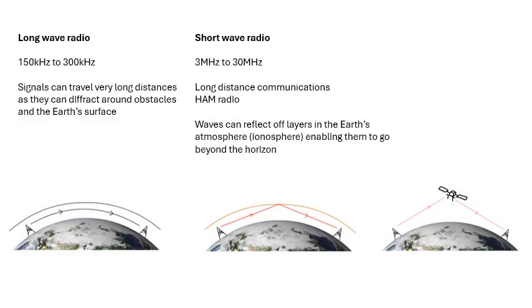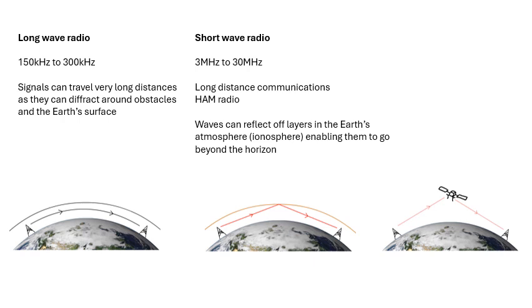Long wave radio is from 150 kilohertz to about 300 kilohertz. Learn these frequencies, do some flashcards, get them learned. How can long wave radio travel very long distances? In fact, how can it get over the horizon? Well, it actually diffracts around the Earth's surface, looking at the first diagram. Yeah, so it can travel very long distances.